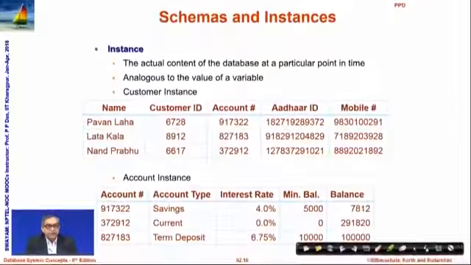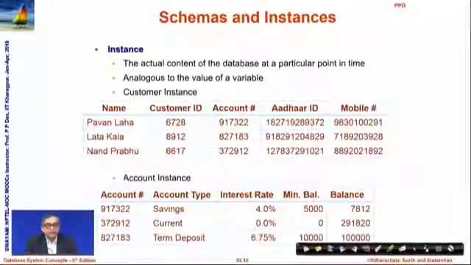I have just shown here a sample instance of the customer schema where you can see 3 customers with their name, customer ID, account number, other ID and mobile number. These are all fictitious data of course, but this is just to give you an idea of how this customer instance would look.